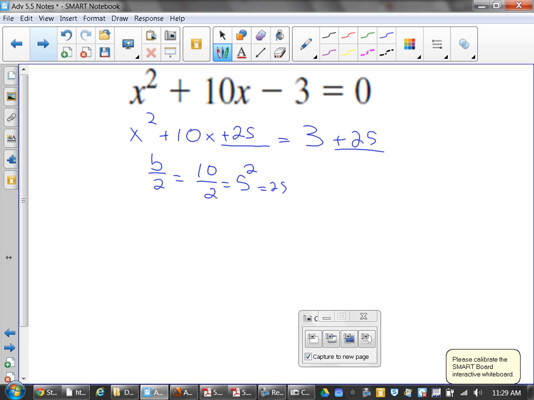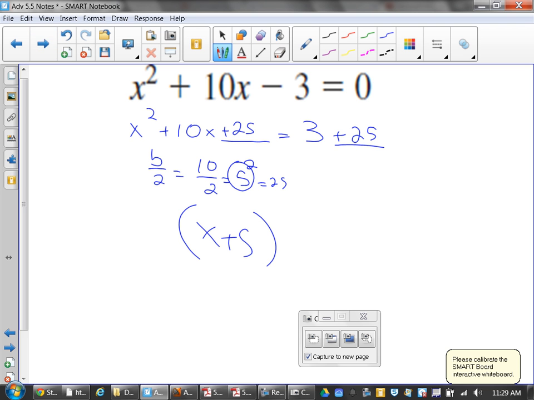Look what you just made on the left. What times what is 25 that you add together to get 10? 5. You created a perfect square on the left. What was your half of b value? 5. So that half of b goes here. Was it a positive 5 or a negative 5? That's why I wrote x plus 5, quantity squared, equals, well, what's 3 plus 25? There you go.